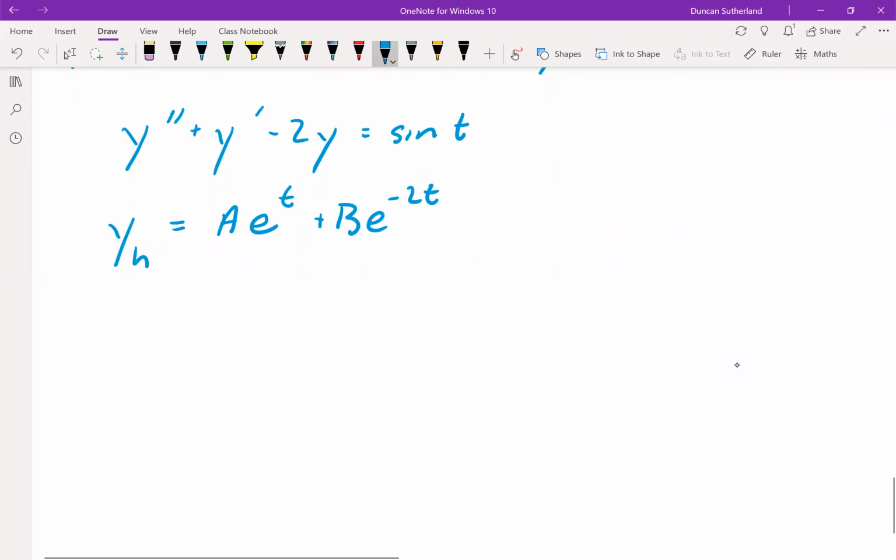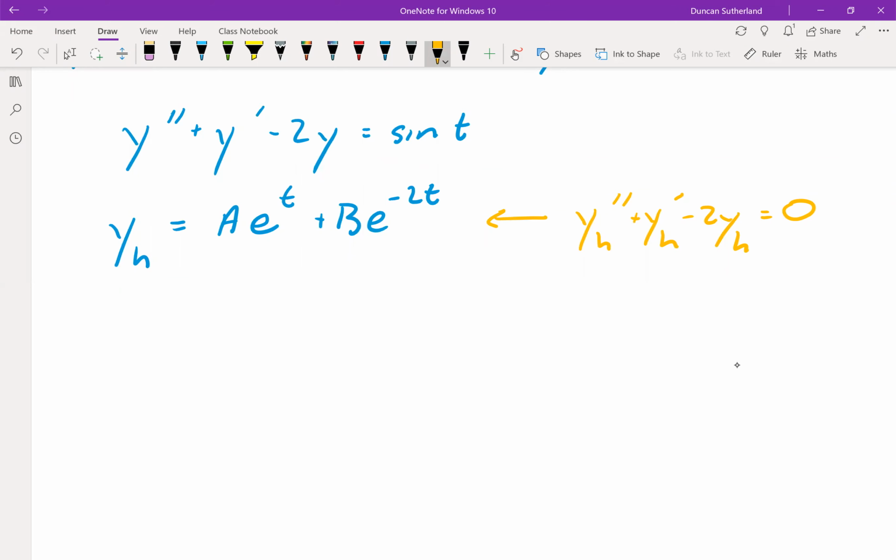All right, so this is another video looking at inhomogeneous second-order constant coefficient linear ODEs. We've got this one. Now, instead of doing the whole thing, I'm going to just tell you the solution of the associated homogeneous problem. So that's where we solve y double prime plus y prime minus 2y equals 0.